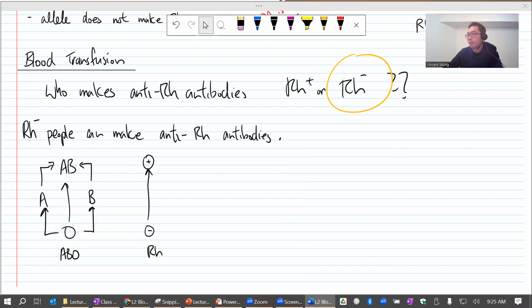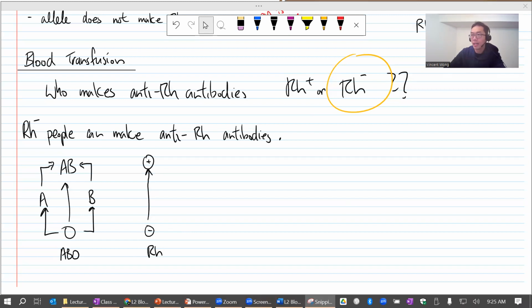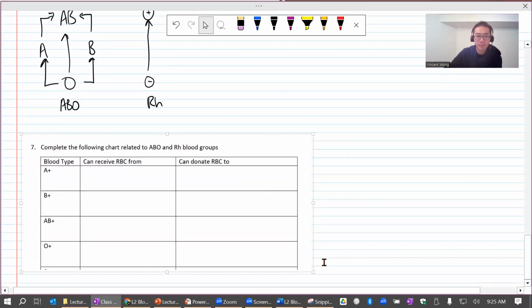How can Rh negative give to Rh positive? It already has the Rh antibodies. Okay, so here again, it goes back to the concept that when we do a blood transfusion, do we give the whole blood? No, only RBC. That's right. So when you do that, the antibody is not going to go over, right? Does that answer your question?